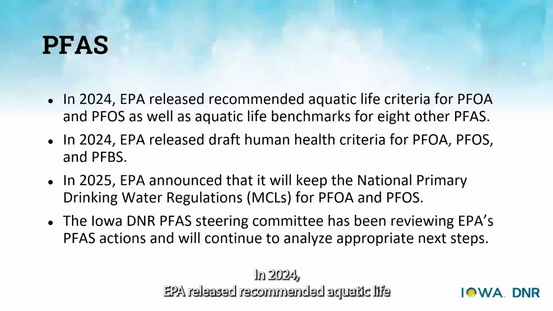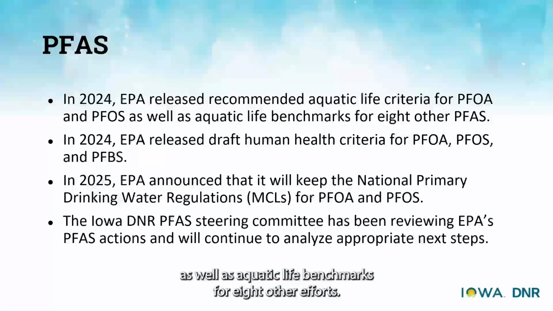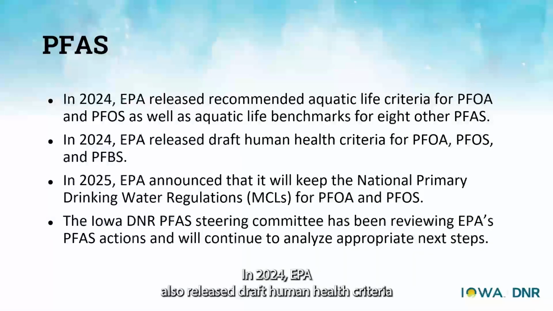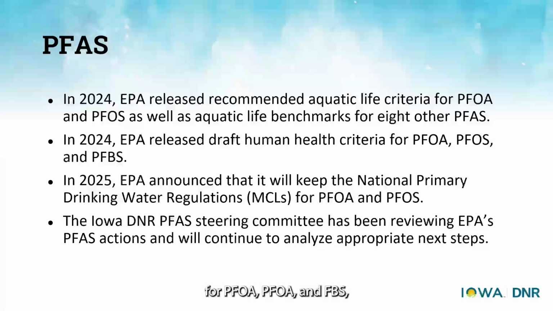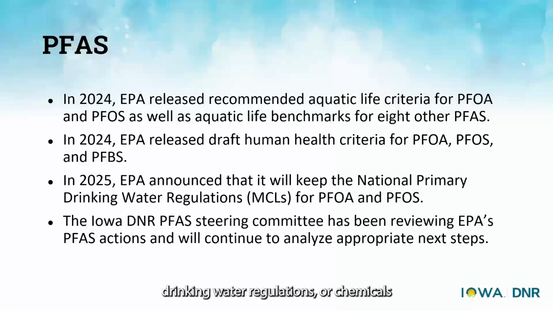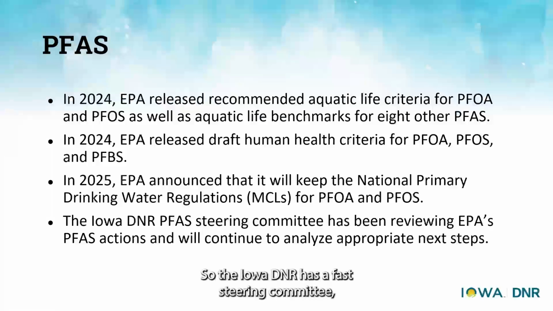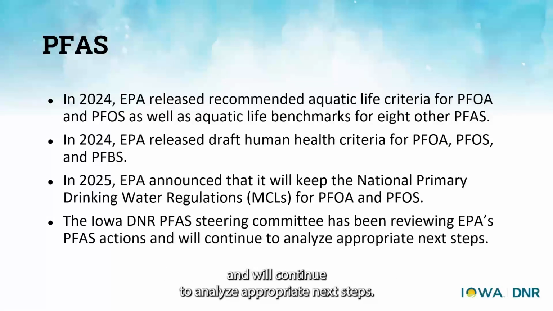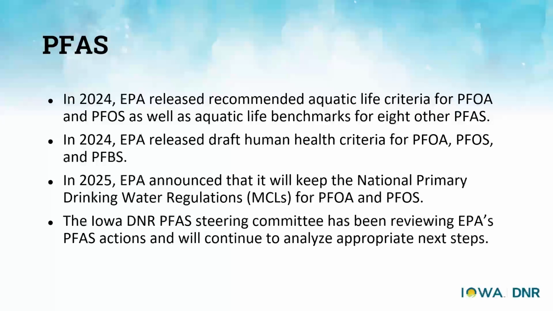In 2024, EPA released recommended aquatic life criteria for PFOA and PFOS, as well as aquatic life benchmarks for 8 other PFAS. In 2024, EPA also released draft human health criteria for PFOA, PFOS, and PFBS. And in 2025, EPA announced that they will keep the National Primary Drinking Water Regulations, or MCLs, for PFOA and PFOS. So the Iowa DNR has a PFAS steering committee, which has been meeting regularly since 2020. This committee has been reviewing EPA's PFAS actions and will continue to analyze appropriate next steps. Next slide, please.